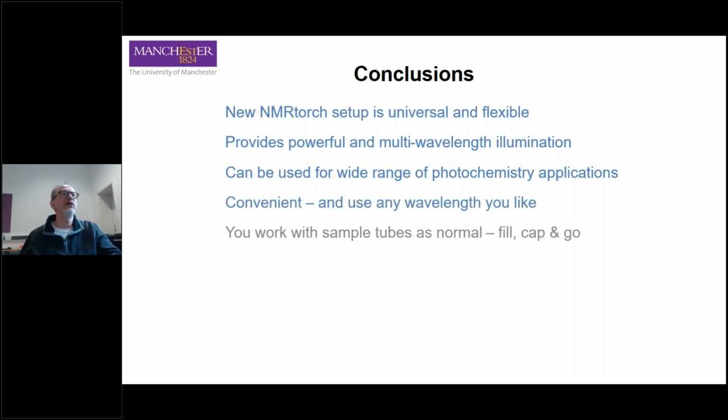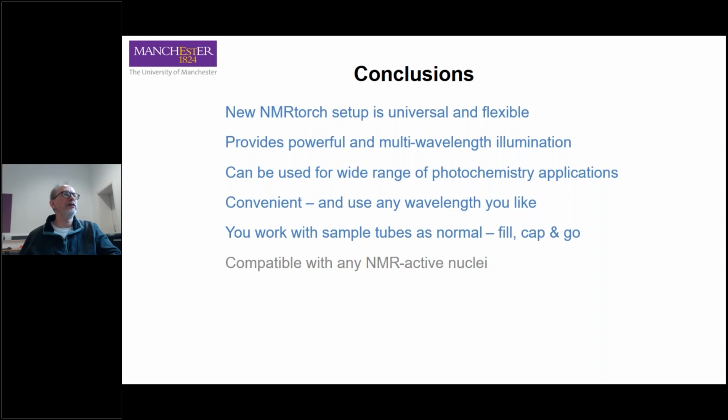You work with sample tubes as normal. You wash them, fill them, put the cap on. If you want, you can work in the glove box. Then you use the NMR torch light head on the top of this whole capped tube. Only the usual sample tube containing the sample is placed in the NMR active volume, so no issues with shimming, solvent suppression, or spectral quality.